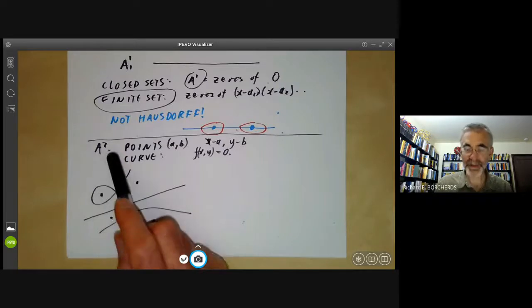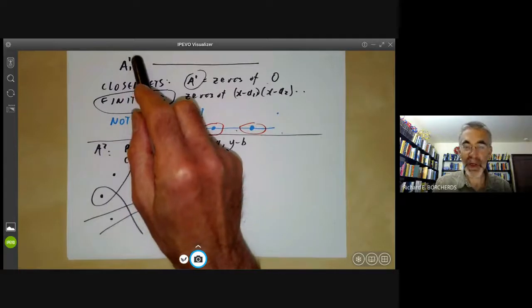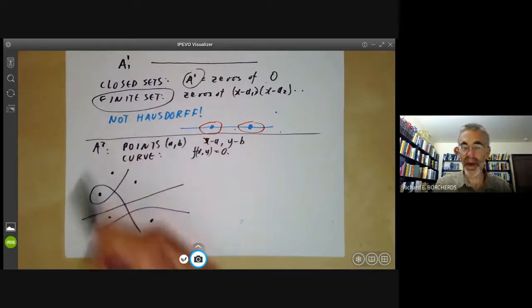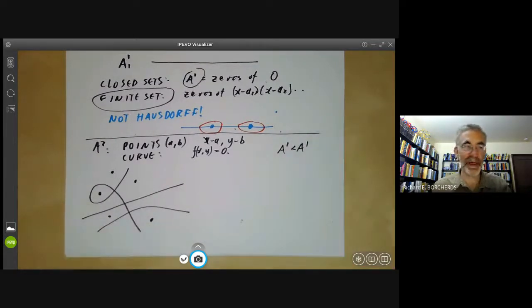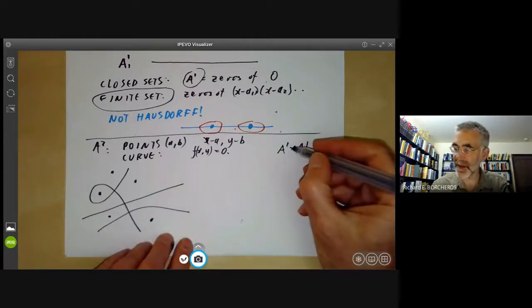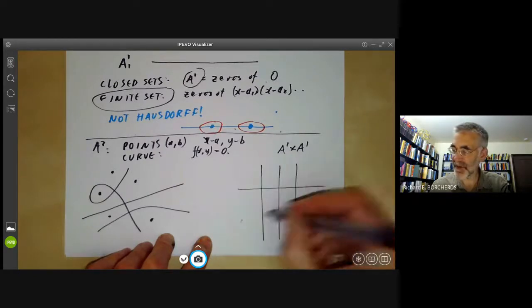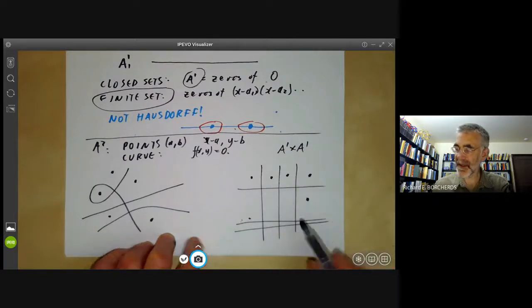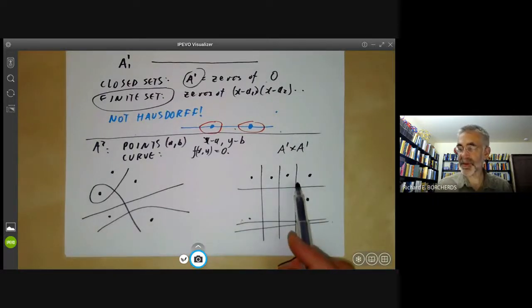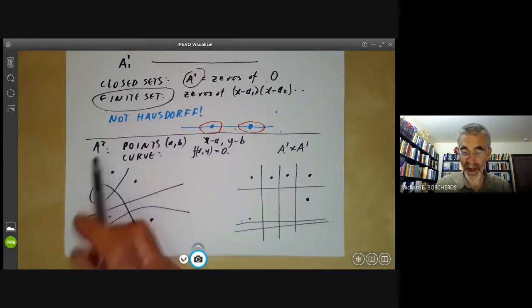Notice, by the way, that the Zariski topology on A2 is definitely not the product topology on A1 times A1. So if we take the product topology on A1 times A1 and look at its closed sets, it's not very difficult to work out what these are. We get a finite number of vertical lines and a finite number of horizontal lines and a finite number of points. So the product topology on A1 times A1 has far fewer open sets than the Zariski topology on A2.